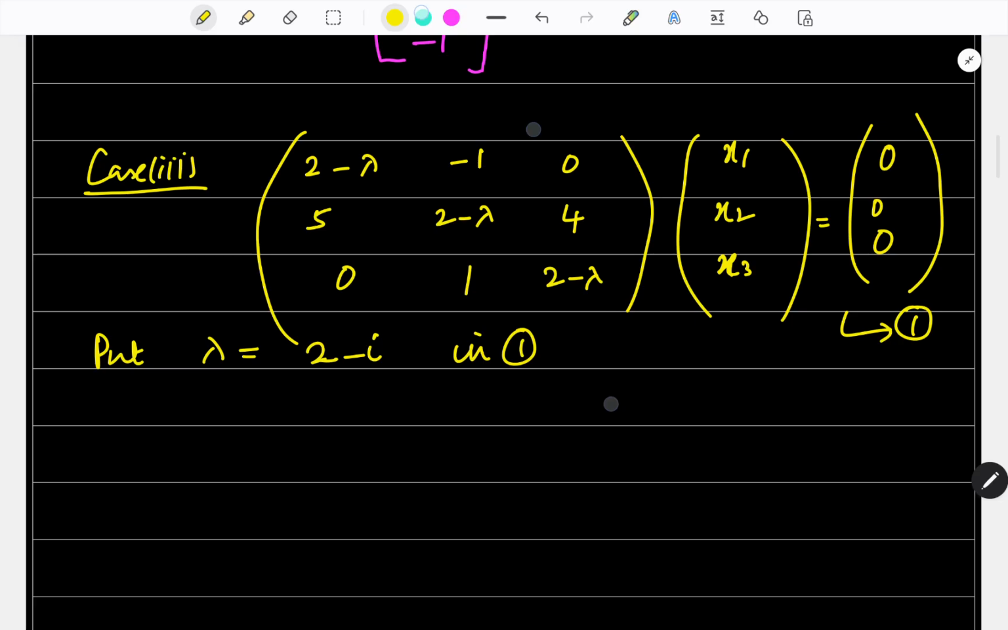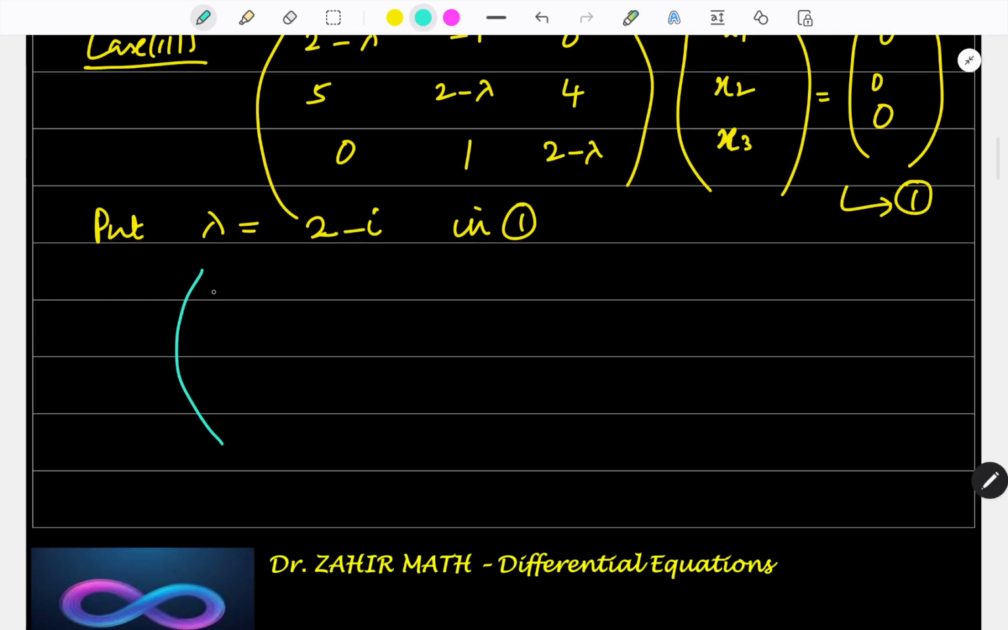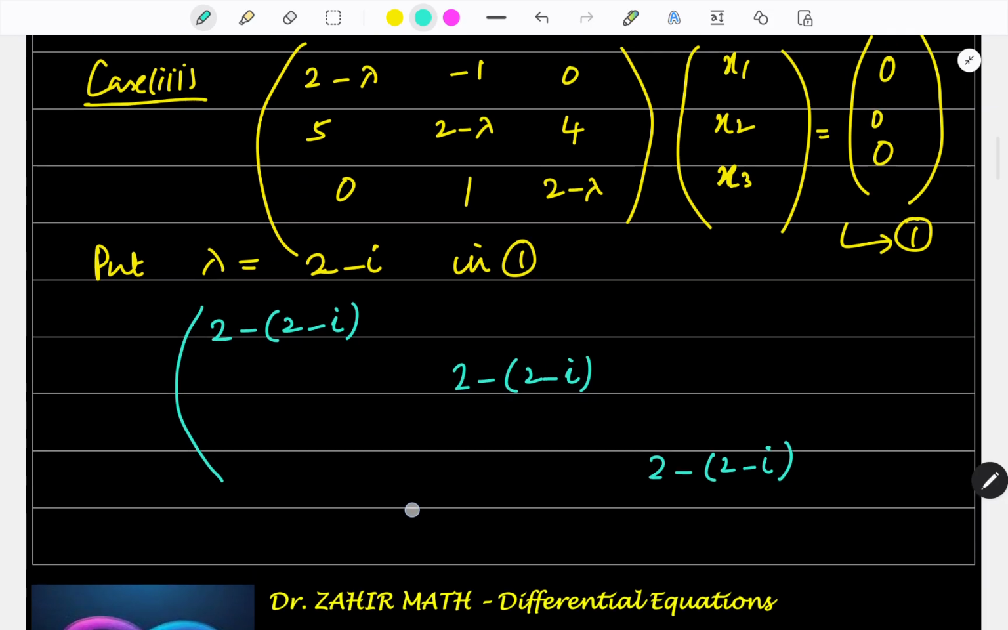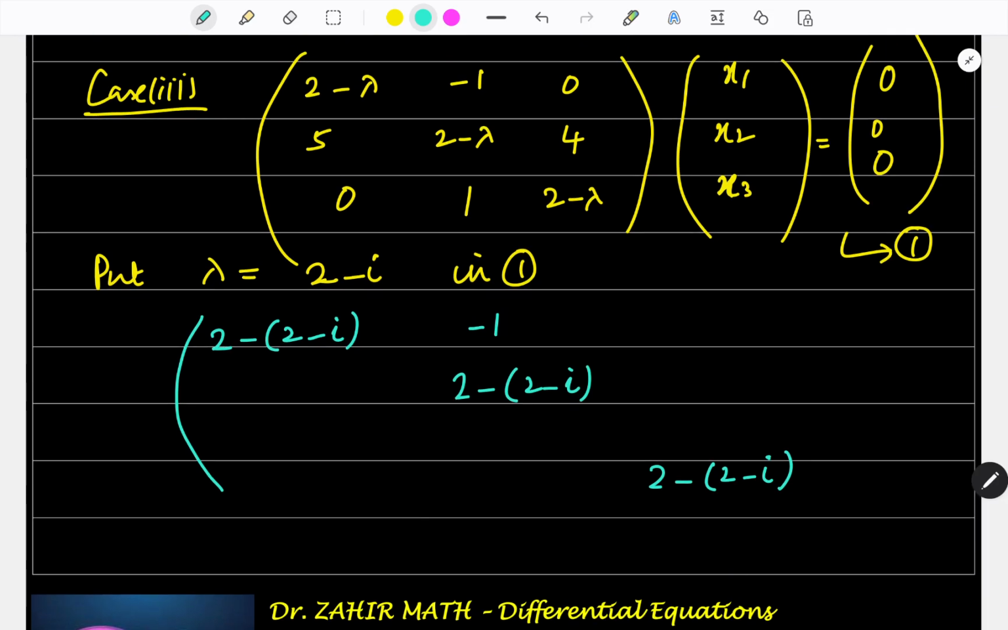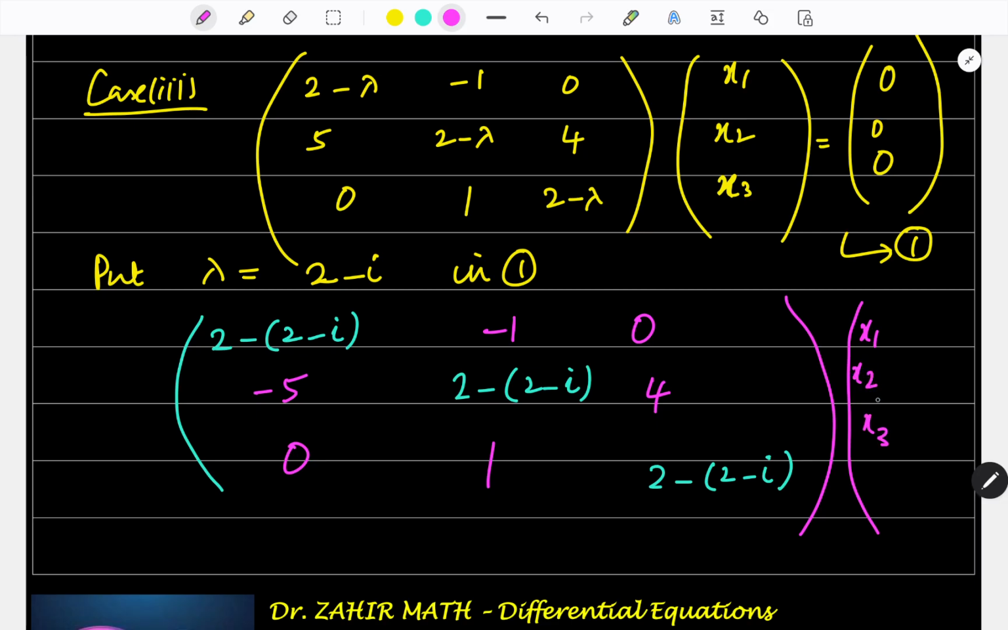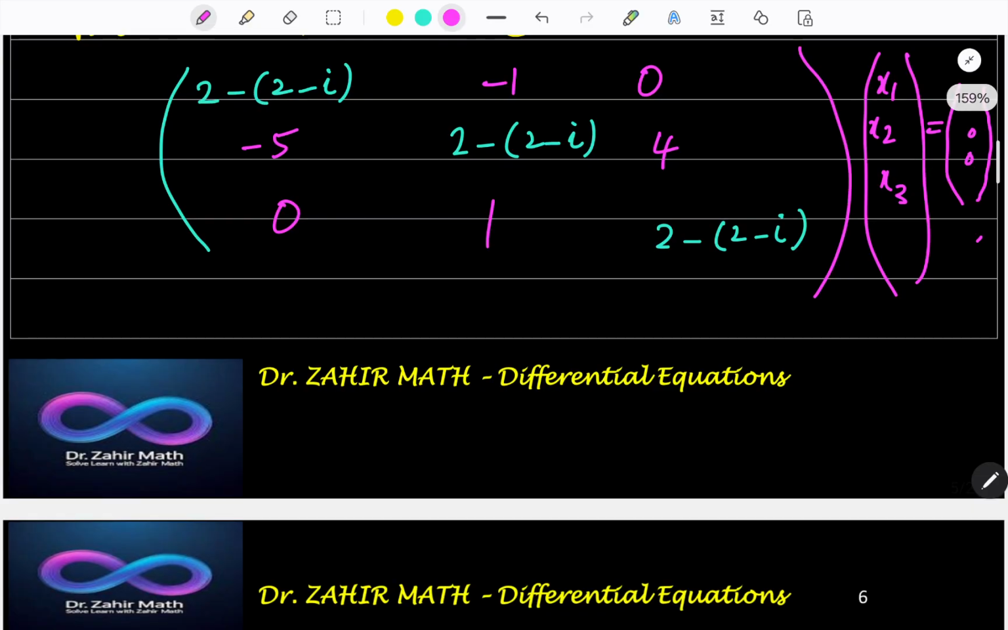Slowly put it without making any mistakes. Let me start here. 2 minus i, 2 minus 2 minus i, 2 minus 2 minus i. Here luckily you got the same element, but not every time the same. Keep in your mind. Minus 1, 0, right? So this is going to become minus 1 and then 0, then minus 5 and then this is 4, this is 0 and this is 1. Operating on x1, x2, x3 is equal to what? 0, 0, 0. Okay, yeah, right. 0, 0, 0. My matrix is not perfect. So let me make it perfect. 0, 0, 0. Right.